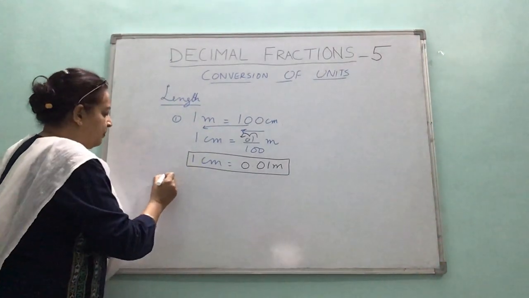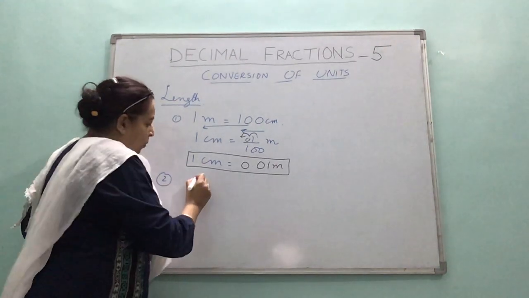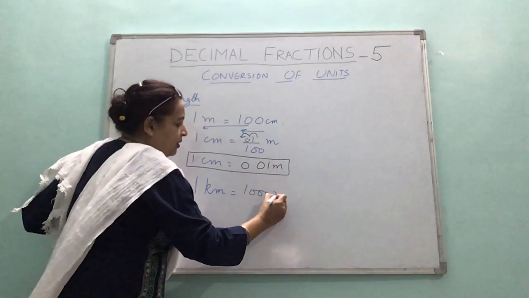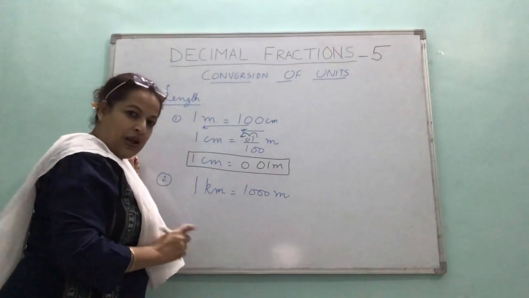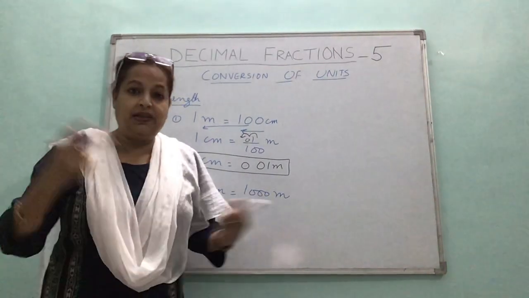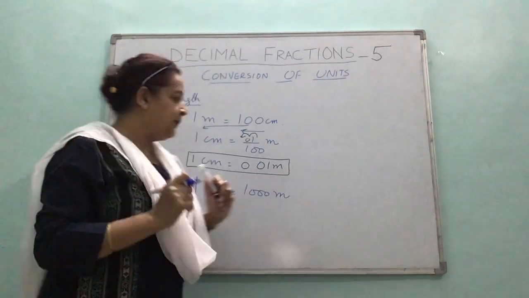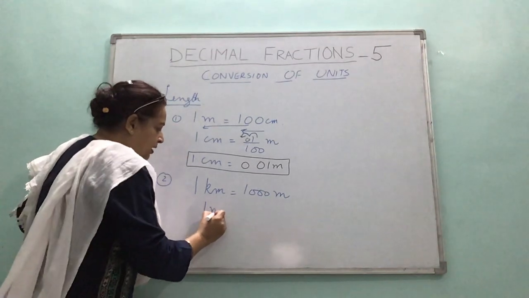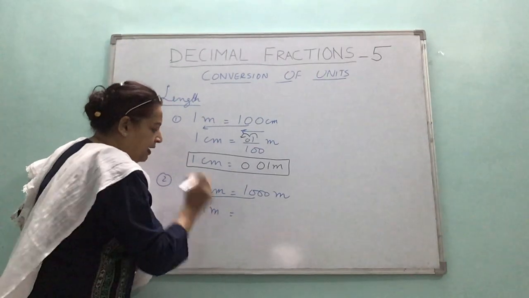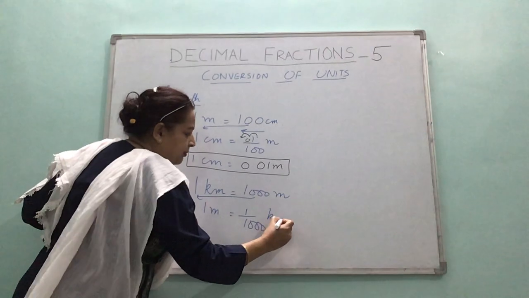Second one. For distance, kilometer and meter is very common. 1 kilometer is 1000 meters, children, right? Now again, meter is small, kilometer is a big distance, and meter is at meter scale. Roughly the size of this board would be 1 meter. So 1 meter would be how many kilometers? 1000 should be divided here. It would be 1 upon 1000 kilometer.